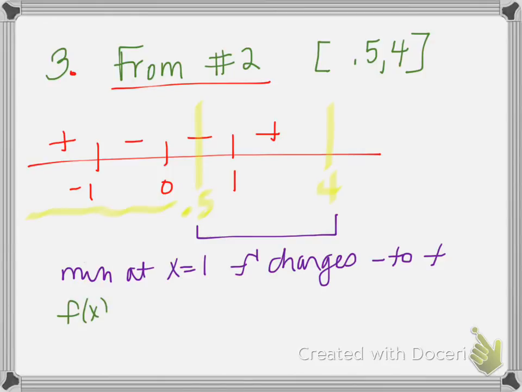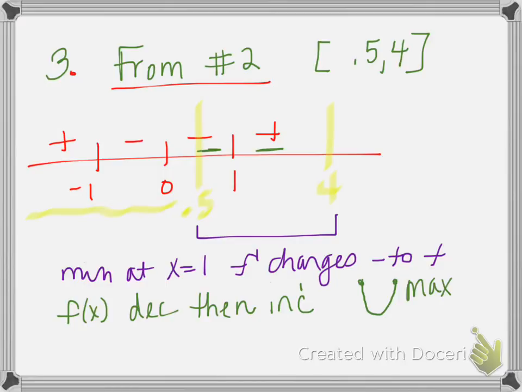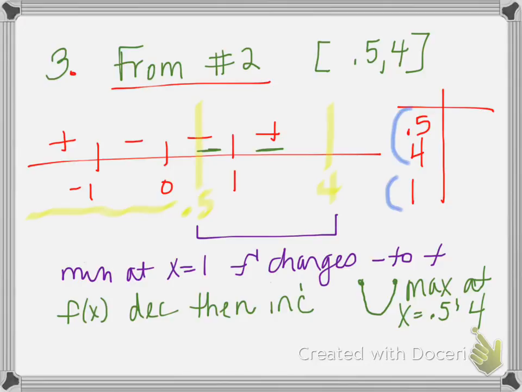And let's figure out what's going on at the endpoints. So f of x decreases, then increases. So that means that from 0.5 to 4, they're both maxes. So there's a max at x equals 0.5 and 4. So then, after I know what's going on, I make my chart. I know that 0.5 and 4 are maxes, and I know that 1 is the min.